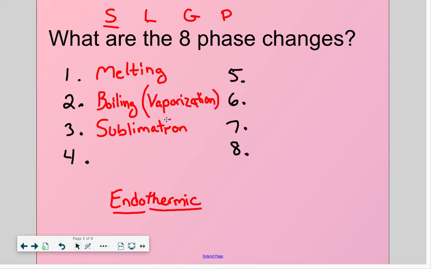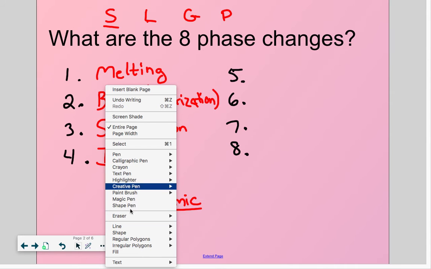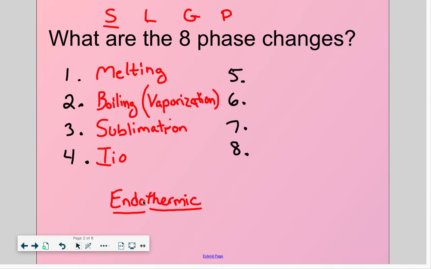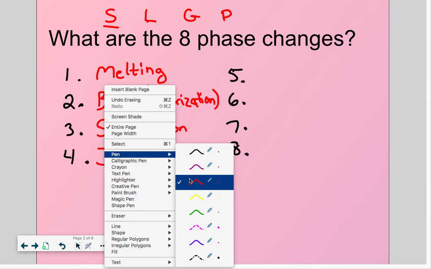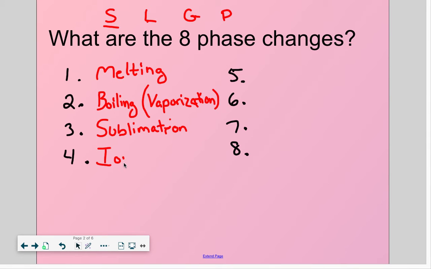The last one that we're going to look at that's endothermic is going from a gas to a plasma. Since I said that plasmas are ionized gases, that means this is ionization, which means that all of these are endothermic. I wanted to write this a little bit bigger.